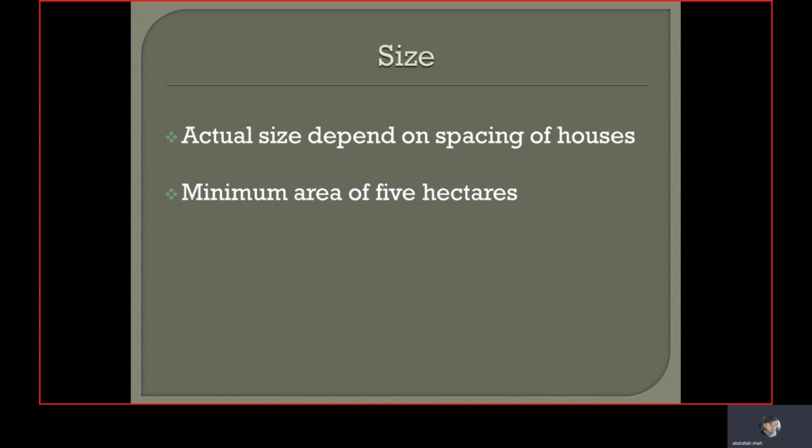What should be the minimum area for a neighborhood unit? The actual size of a neighborhood unit will be determined from the covered area and spacing of the houses. When planning for an existing town, the minimum area of 5 hectares is required to form a neighborhood unit. However, neighborhood units should be capable of accommodating a population for which one primary school is required.